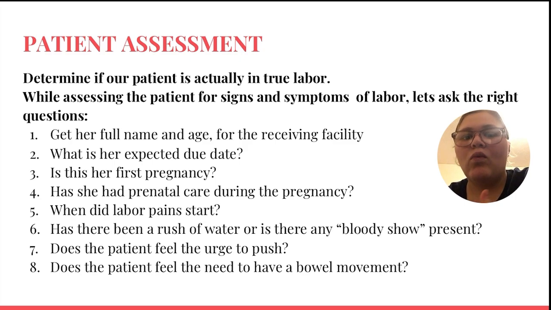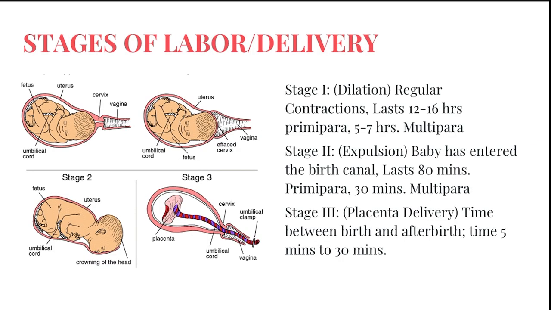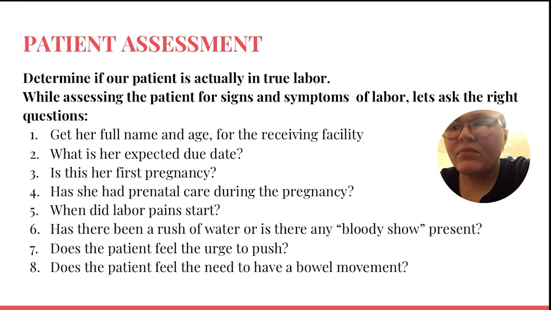Let's see. Number 5. When did labor pains start? So when you ask her this question, it's currently like 9 o'clock, and contractions started at 2 p.m. So going back to the previous stages of labor and delivery, for a multiparous patient, the baby entering the birth canal can typically take up to 30 minutes. Alright, so it took you 30 minutes to get there.